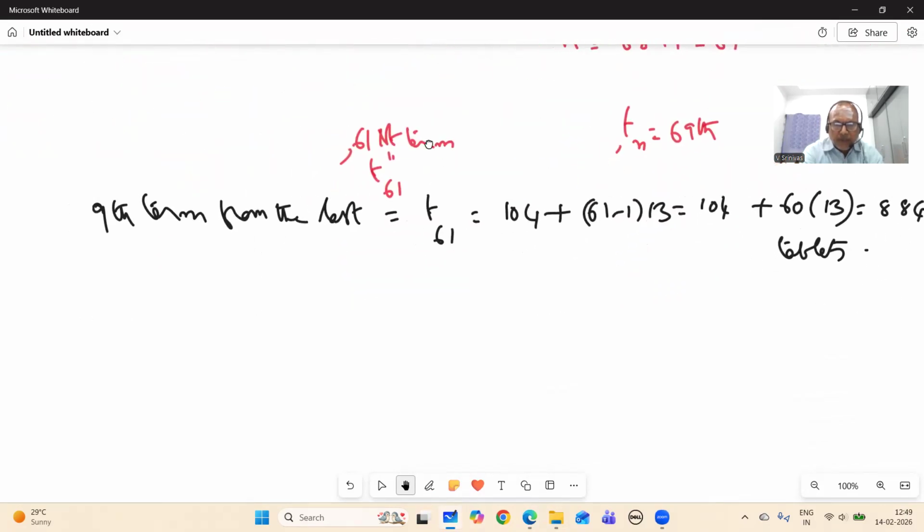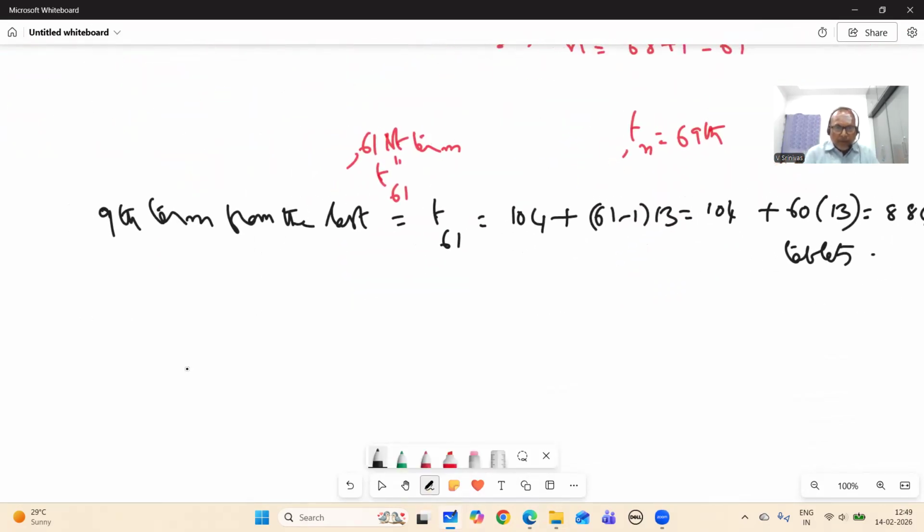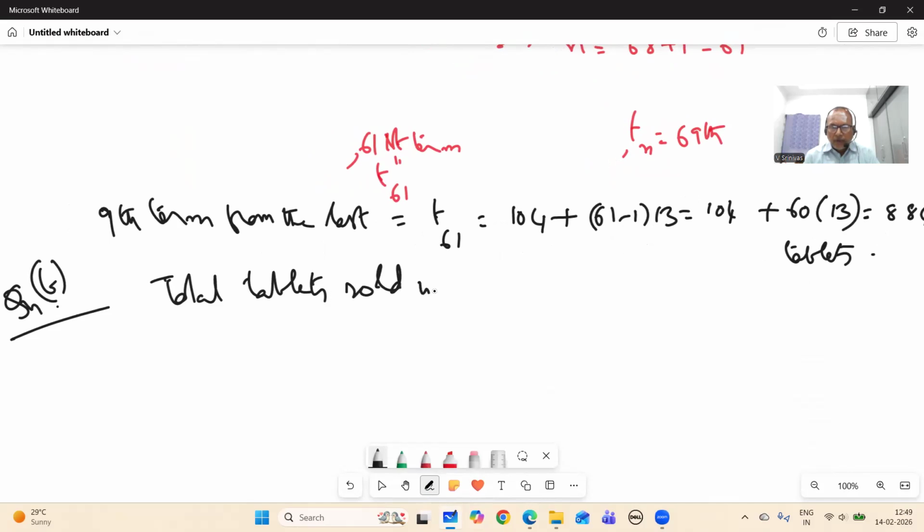It is part question B, 36B. Total paracetamols, total tablets sold in that week. This is n by 2 into A plus L. The formula for the total of n items which are in arithmetic progression is n by 2 into A plus L, the first term and the last term.